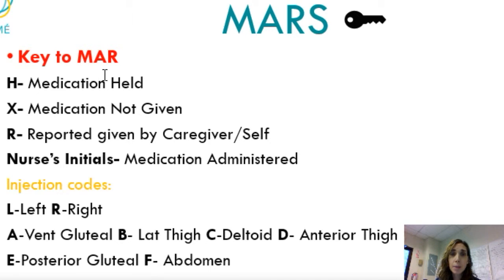So the key to the MAR, just in case it isn't listed on the MAR sheet itself. H is for a medication that's held. X is for a medication not given. R is reported by caregiver as given by the caregiver. Your initials mean the medication was administered by you. Then there's injection codes for anybody that needs an injection.